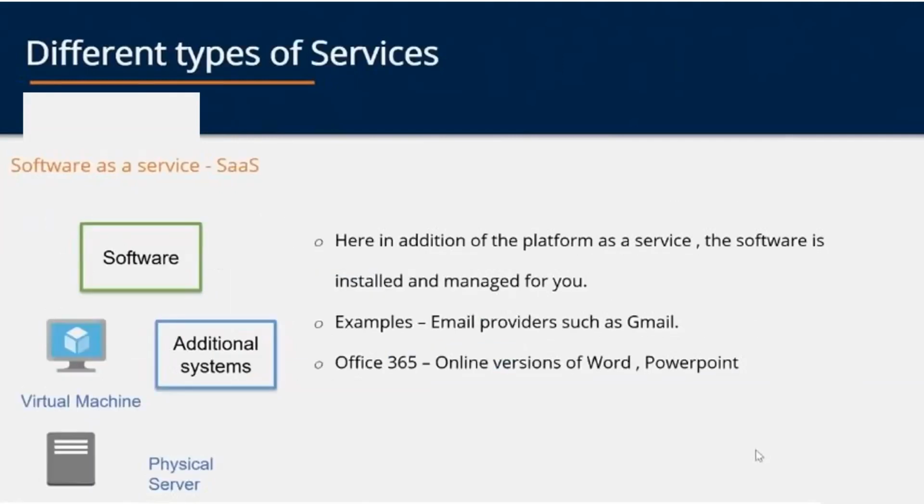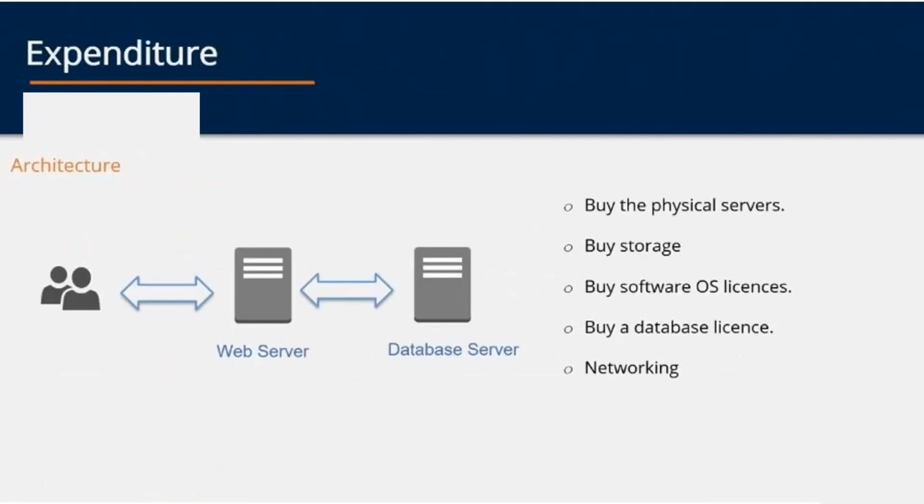Rahul, are you catching the difference, buddy? Yes, sir. Okay. So again, architecture, generally the traditional architecture is a 3-tier architecture. We have the front end, we have the web server, and the database server. That is most commonly what you will see at a fundamental level. So ideally, if we want to set up a 3-tier architecture, we need the physical server, storage, licenses, database license, and networking. That's a lot of money. That is referred to as capital expenditure.